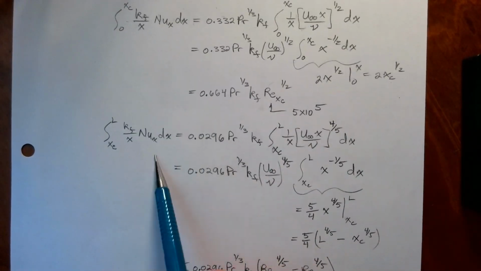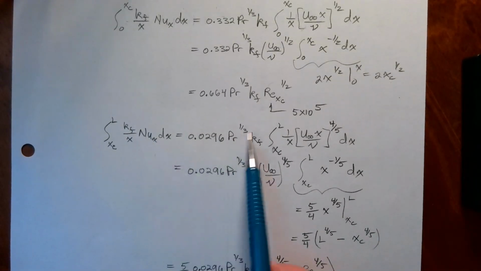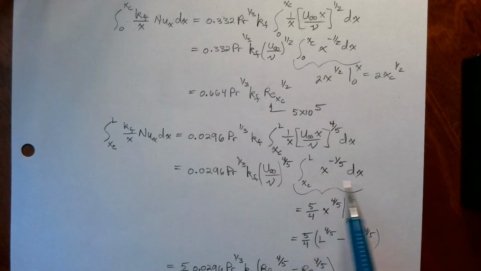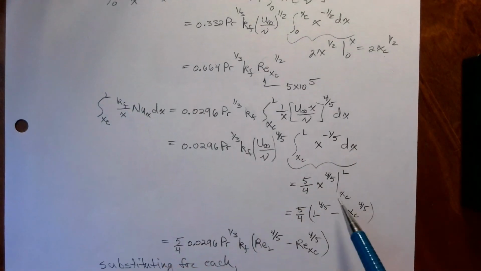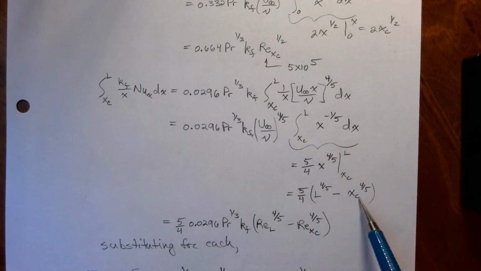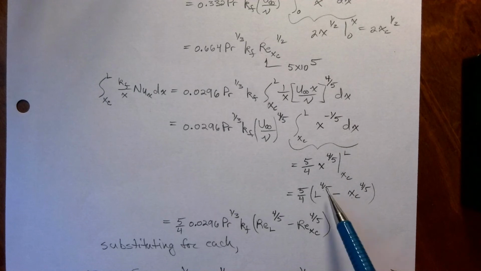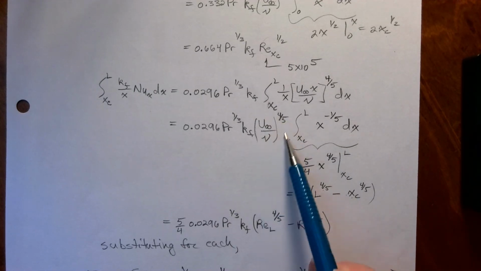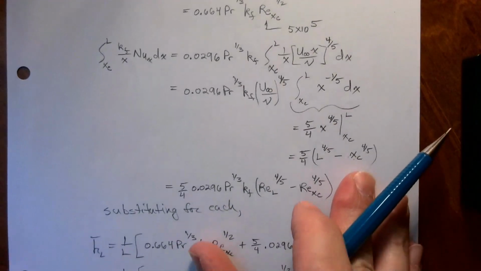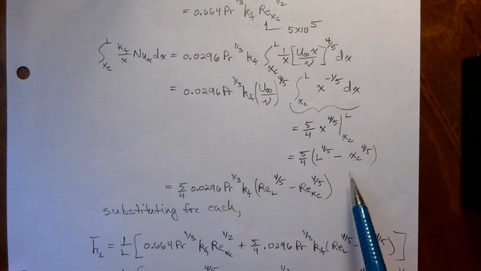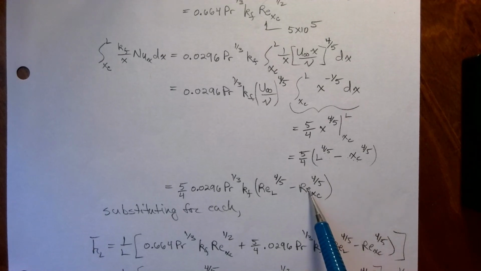For the second integral, do the same thing. Substitute in for this Nusselt number. Take all the constants out front until we're left with this for an x dependence. Integrate this, evaluating from xc to L. So I'm going to have L to the 4/5 minus xc to the 4/5. Now let's do the same thing and take these powers to the 4/5, combine them back with these, and express this in terms of a Reynolds number. We'll end up with a Reynolds number based on L minus a Reynolds number based on x sub c.